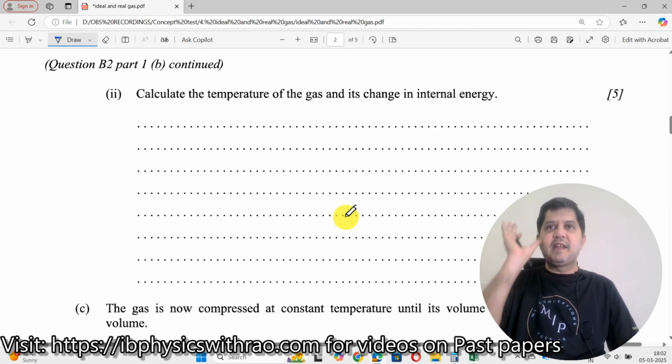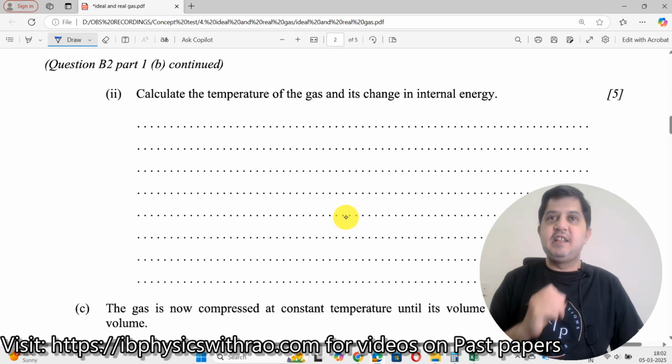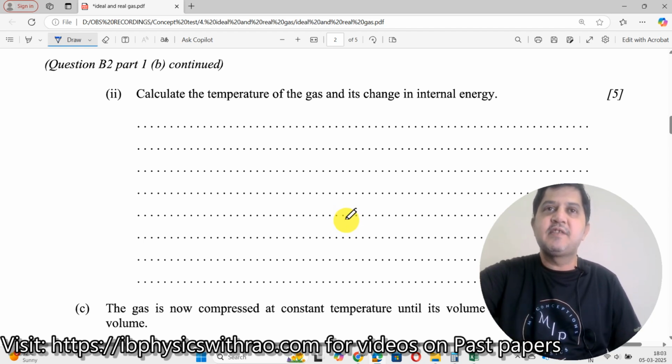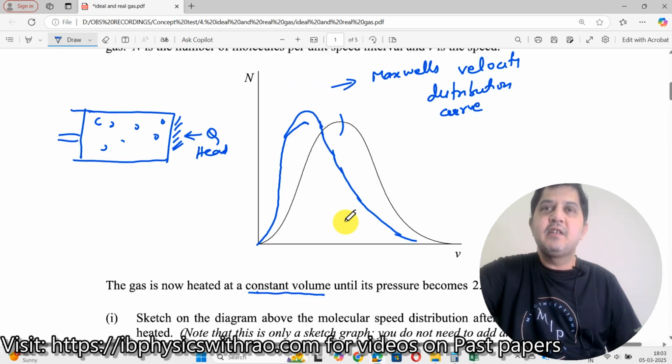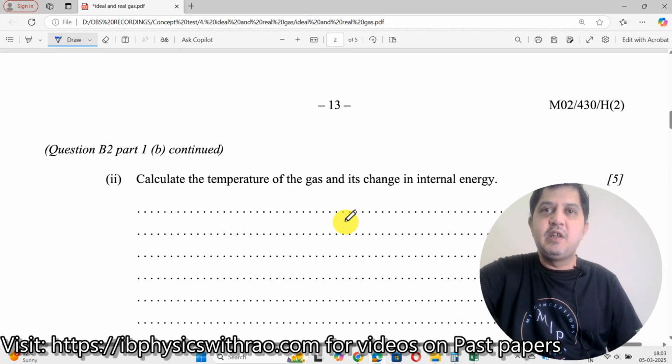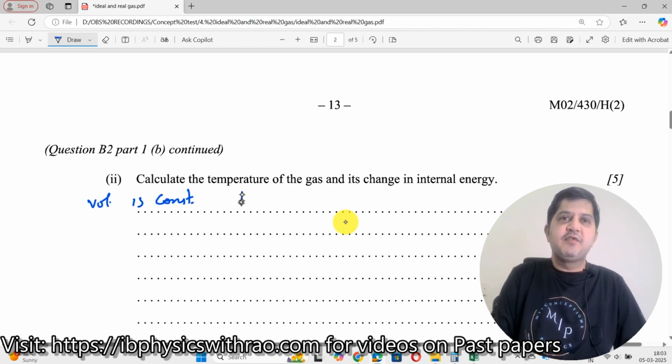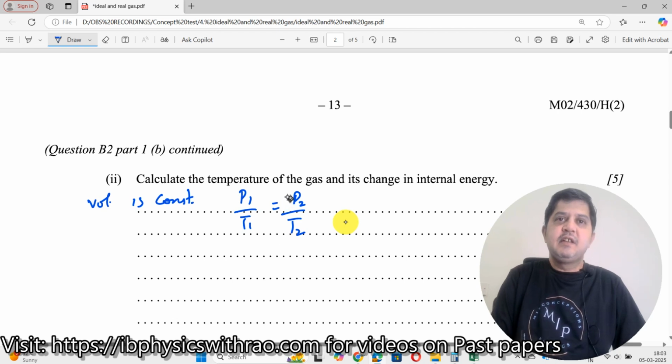Calculate the temperature of the gas and the change in the internal energy. We need to find out what is the temperature of the gas and the change in the internal energy. Now let us see what all we have here. Volume is constant. The first thing is volume is constant. When I say volume is constant, then which equation can I use? P1 by T1 is equal to P2 divided by T2. Now the question we need to ask is, if all of these are known to you, or any one of them is unknown, the rest of them are known.